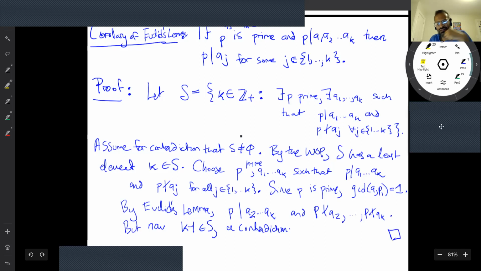We're going to see another proof of this in chapter 5, but this basic idea is something we'll see many times in this course. So this is a corollary of Euclid's lemma: if a prime divides a product of a bunch of numbers, then it has to divide one of them. And now we can prove the uniqueness part.